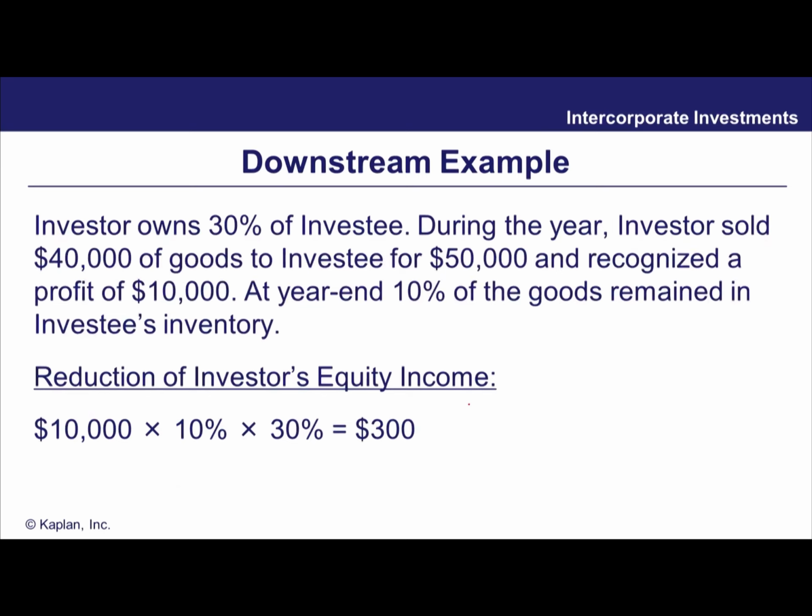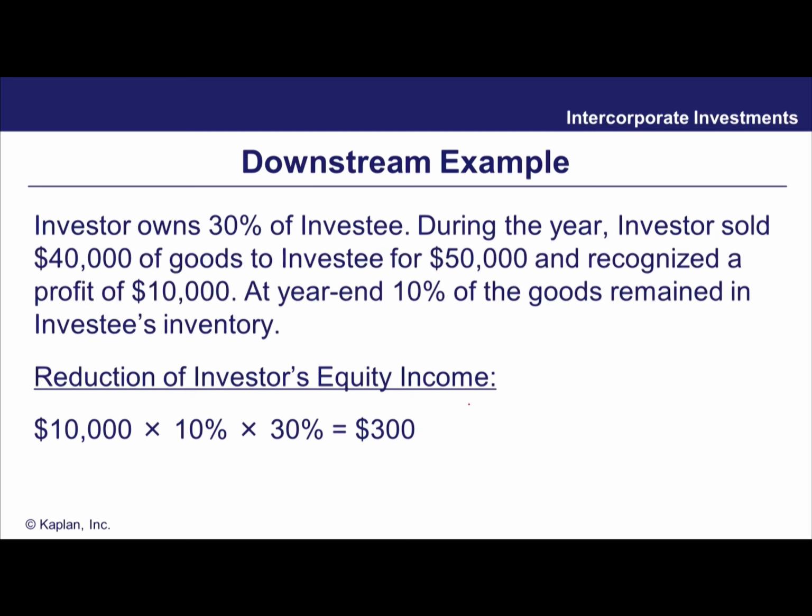Let's have a look at a downstream transaction. Again, the profit is sitting in the parent company's accounts, but we still adjust the equity income from the associate. So it seems like a mismatch to me, but we're going to be all right with it. The investor owns 30% of the investee. During the year, the investor sold 40,000 of goods to the investee for 50,000 and recognized a profit of 10,000. And remember, that's all showing up in the parent company, the investor's accounts. At year end, 10% of the goods remained in the investee's inventory.